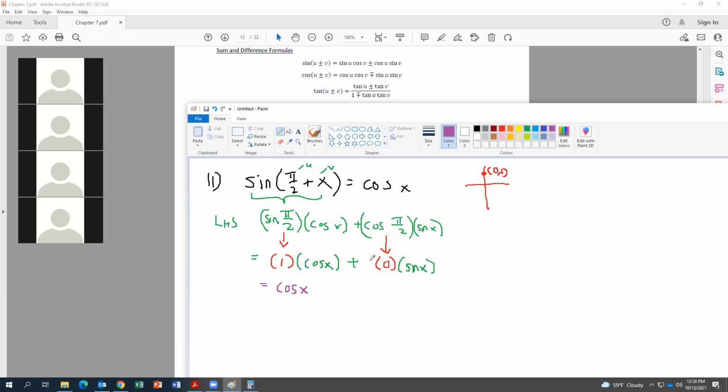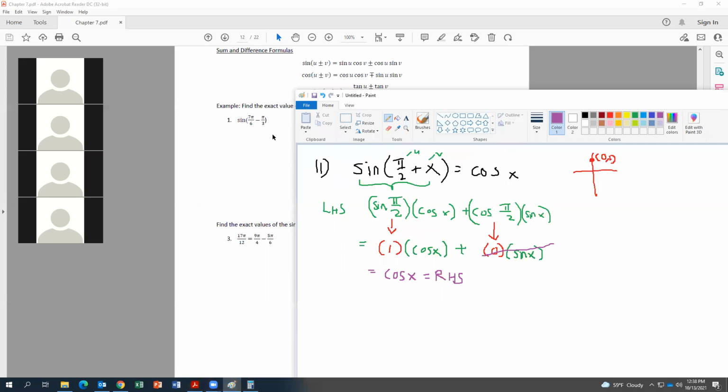And what happens when you multiply this with 0? You get 0. So your answer is cosine x, which is the same as what? Cosine x. The right hand side here. You guys with me here?